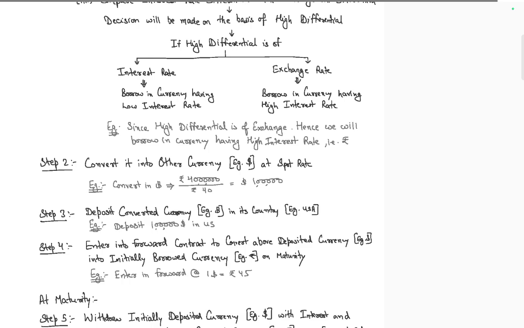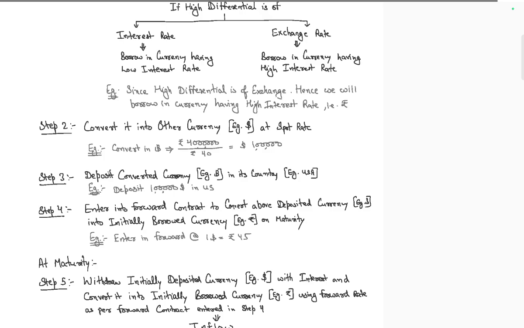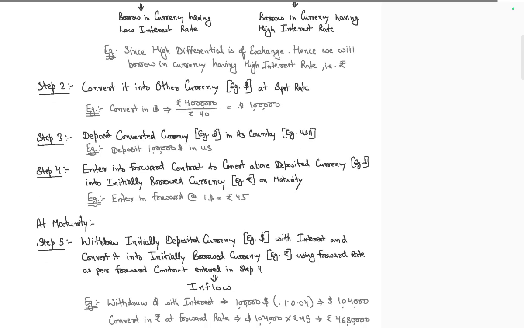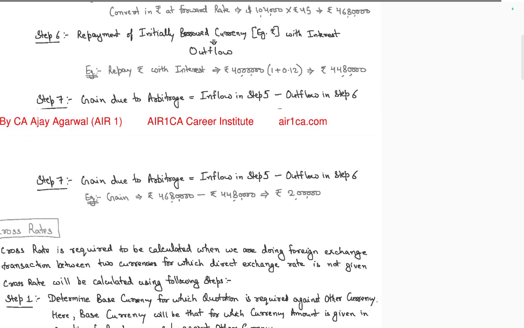Convert the rupees into dollars: $1 lakh will be bought. Deposit the converted currency in the USA, and enter into a forward contract to convert the deposited currency back into the initially borrowed currency at maturity. At maturity, withdraw the fund: 1 lakh into 1.04, converted at the forward rate 45, gives 4 lakh 68,000. The outflow on the loan is 4 lakh 44,000. So the arbitrage profit is 4 lakh 68,000 minus 4 lakh 48,000, which is 20,000 rupees.